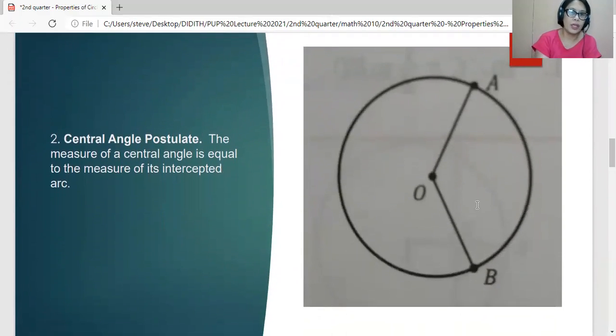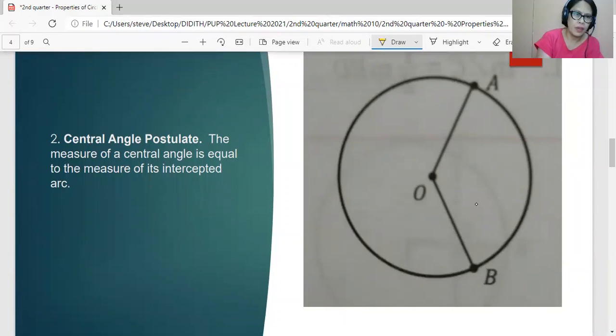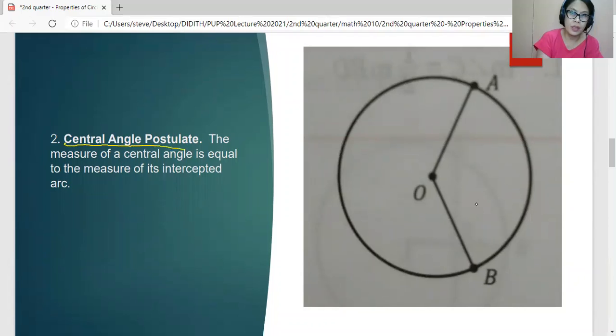Now we have the central angle postulate. We define a central angle as an angle whose vertex is the center of the circle. The measure of a central angle is equal to the measure of its intercepted arc. In this example, we have central angle AOB, so the measure of angle AOB must be equal to the measure of its intercepted arc AB. And that's the central angle postulate.